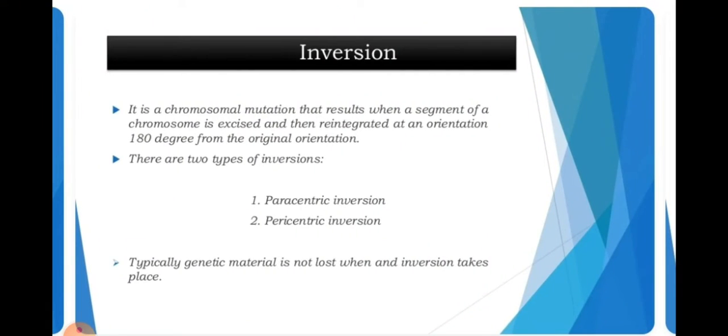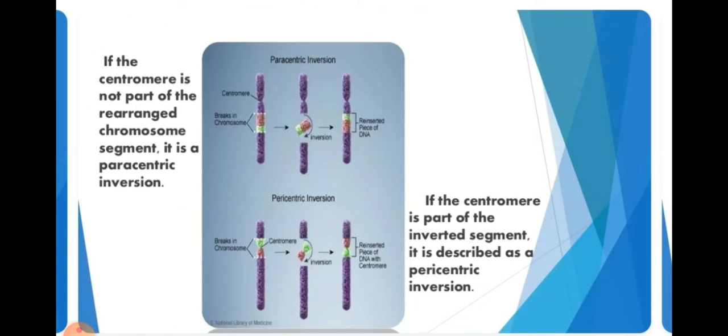Next, inversion. It is a chromosomal mutation that results when a segment of the chromosome is excised and then reintegrated at an orientation 180 degrees from the original orientation. There are two types of inversion: paracentric inversion and pericentric inversion. Typically, genetic material is not lost when an inversion takes place.